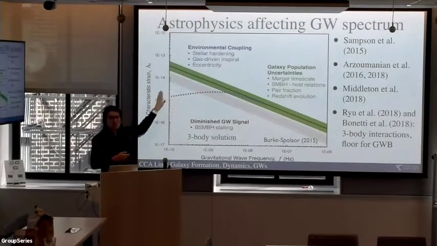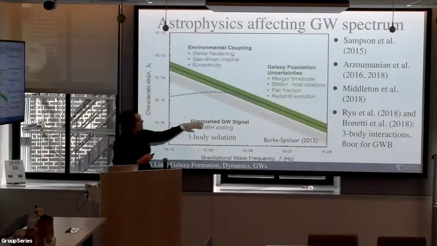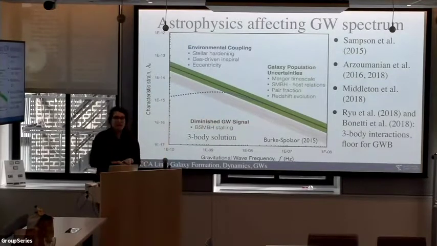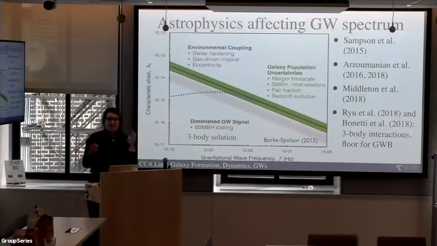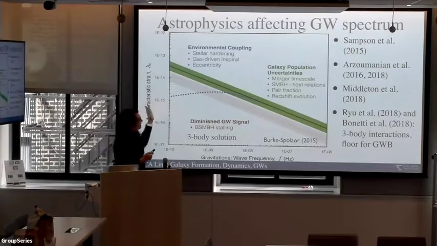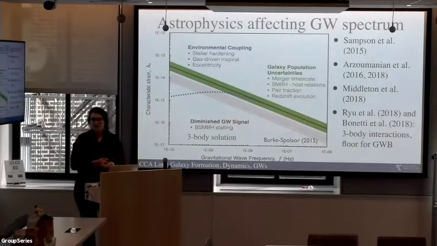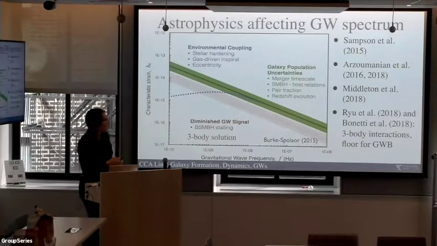Your signal here is depleted. So this shape of the spectrum can in turn tell you, when it's measured, what the dominant mechanism for solving the final parsec problem is. So the gas interactions, that turnover happens at around 0.3 nanohertz. For stars, it happens at a few nanohertz. And so it's potentially possible, when we can measure the shape of the spectrum, to in turn understand what solves the final parsec problem, what the dominant mechanism is.